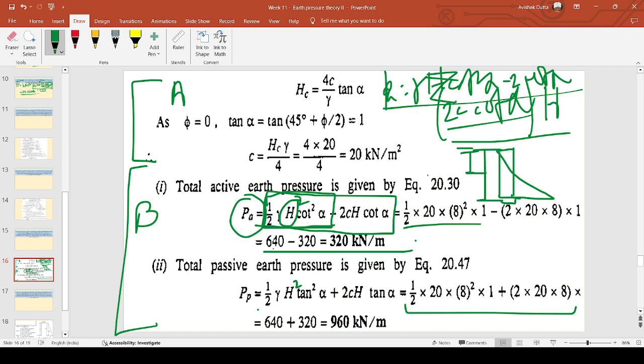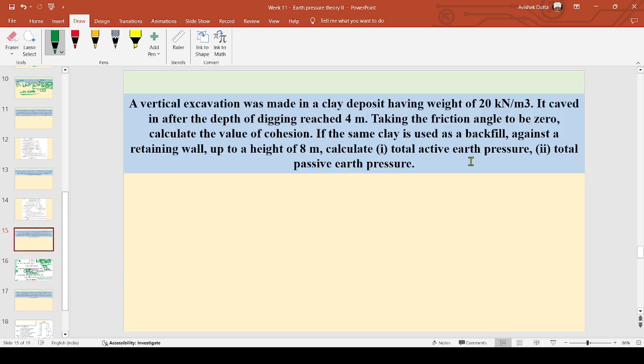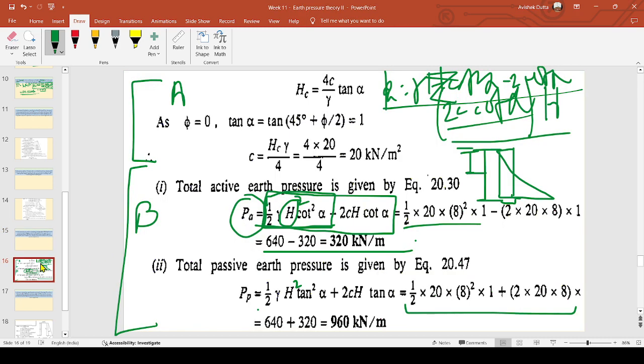I did not understand the question properly. I have to read the question. That is the thing, calculating total active earth pressure. Nothing is mentioned in the question. Always go for the generalized conception. Here I have mentioned total active earth pressure, total passive earth pressure. This is the generalized equation. Go for that.